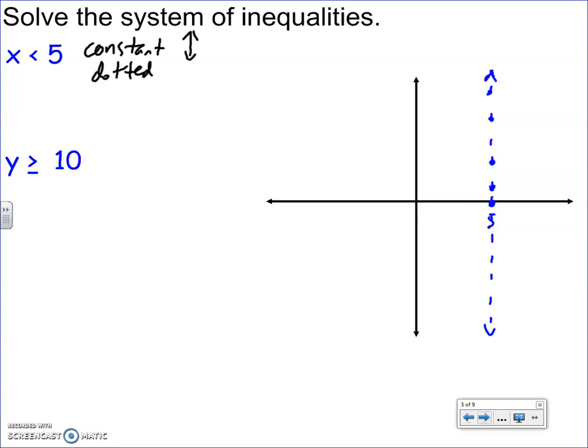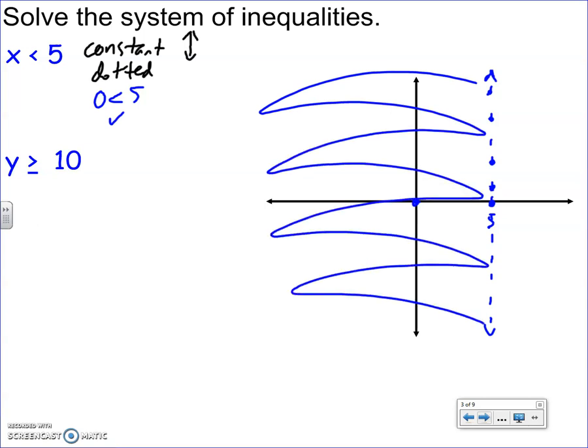Actually, no. We need to shade. It's an inequality. For shading, you always use a test point. I'll pick a point on either side of the line. I like 0, 0, which is on the left side. I plug in 0 for x. There is no y to plug 0 in for, and that's okay. So 0 less than 5, that is true. So I'm going to shade the left side.